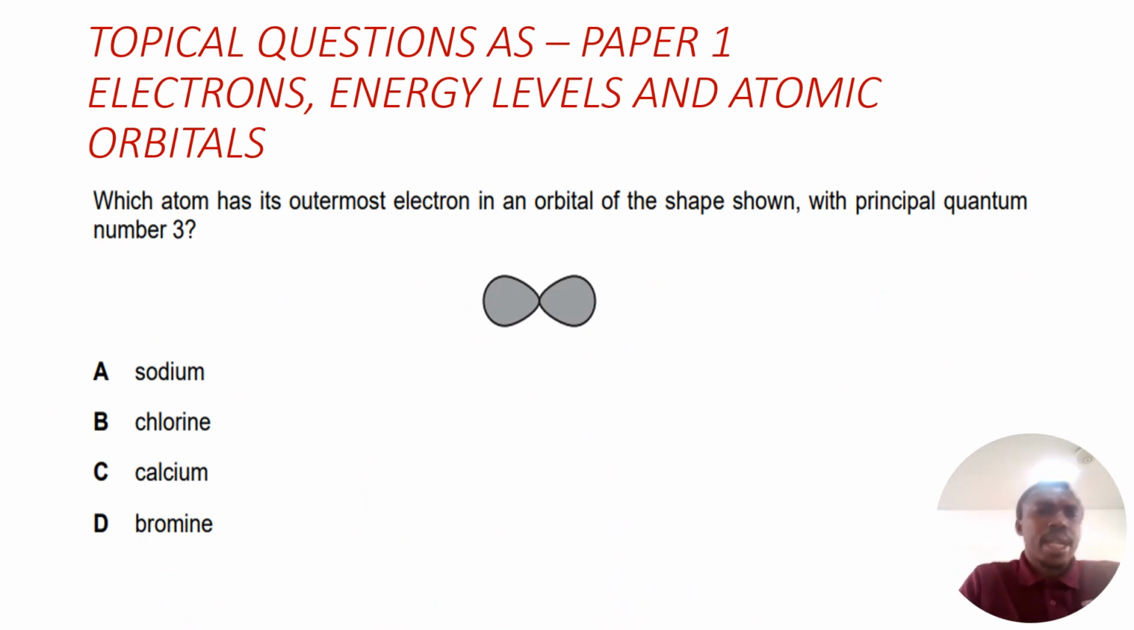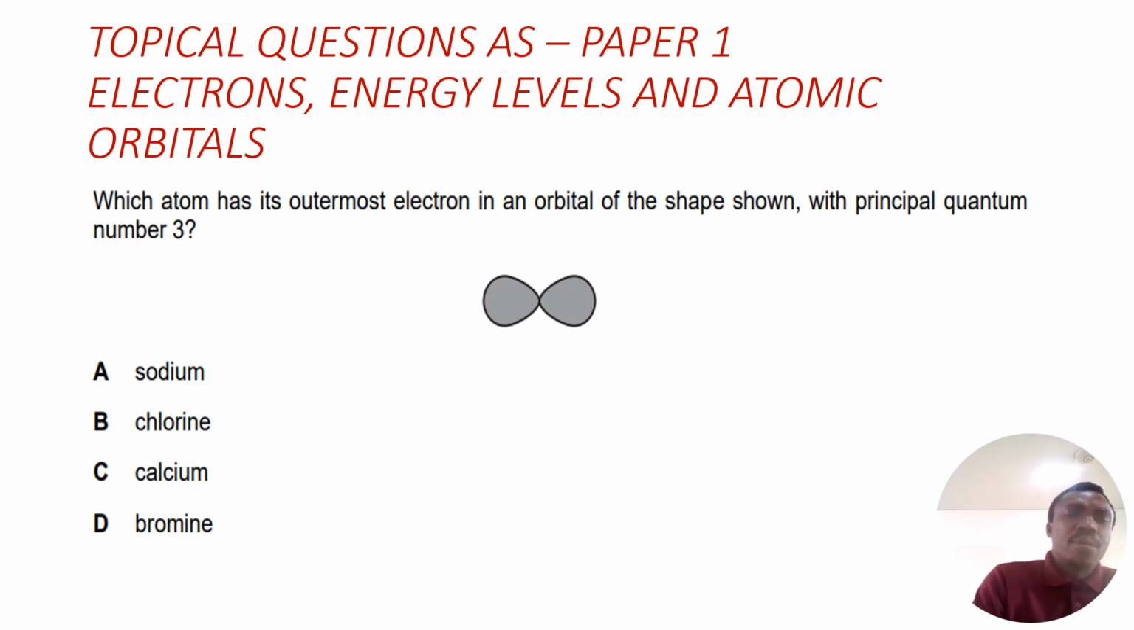So the next question is: which atom has its outermost electron in an orbital of the shape shown with principal quantum number 3? If you look at the shape before us, this is the shape of a p subshell, a p orbital, which is dumbbell. What we have to do here is look at the elements, get the atomic number, and write the electronic configuration. Then we check the element that has the p subshell in principal quantum number 3, that is, in the third shell.